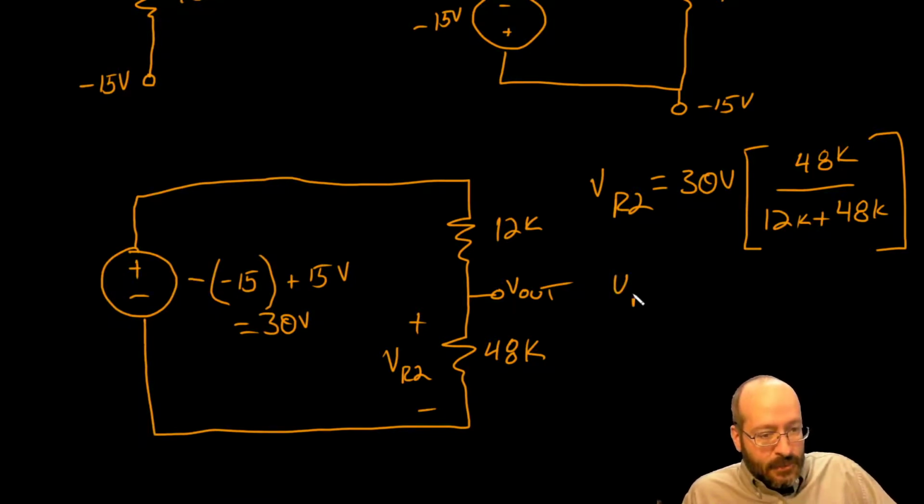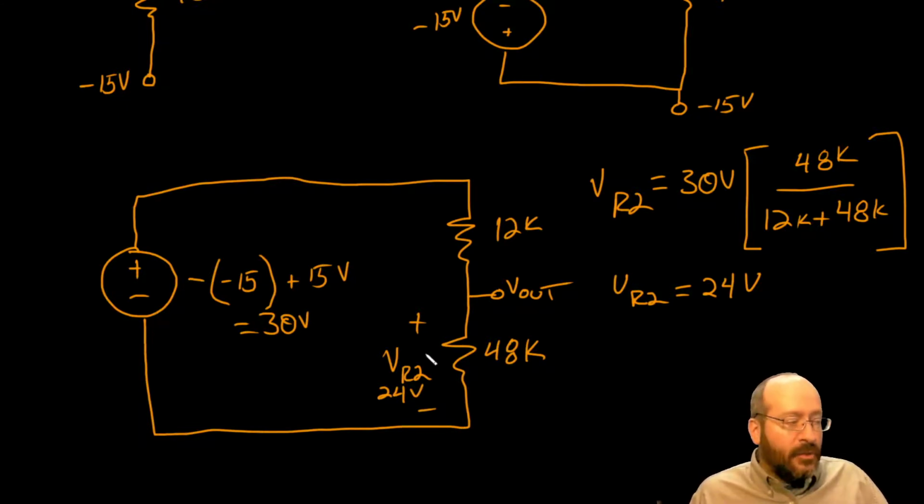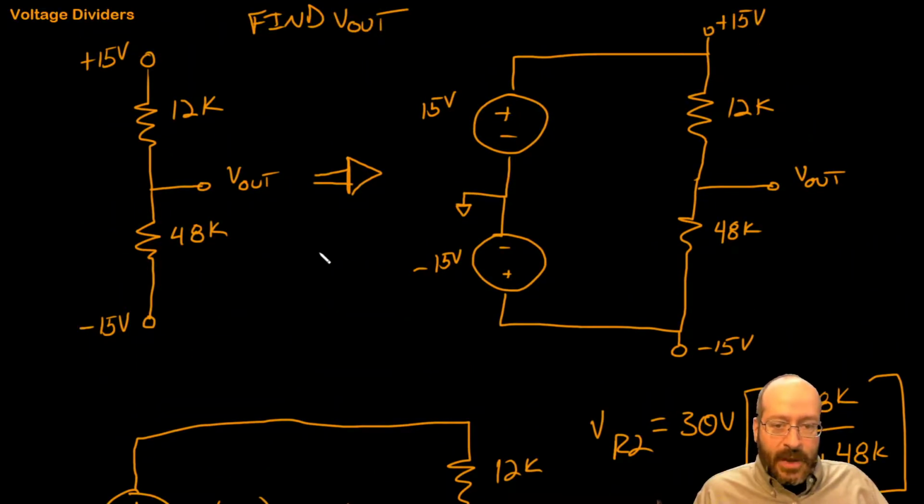So VR2 equals 24 volts. Be careful: 24 volts is not V out. In the original problem, what we're asking is, what is the voltage at this node with respect to ground? Well, the ground is over here. So we're looking for this voltage.